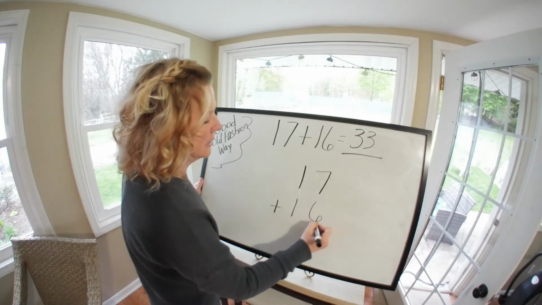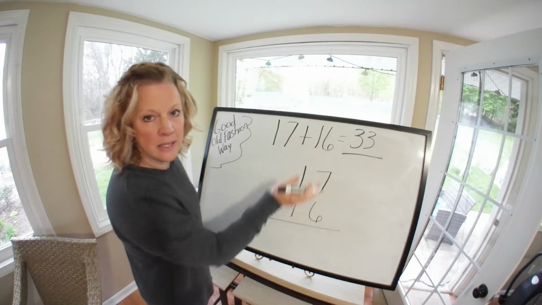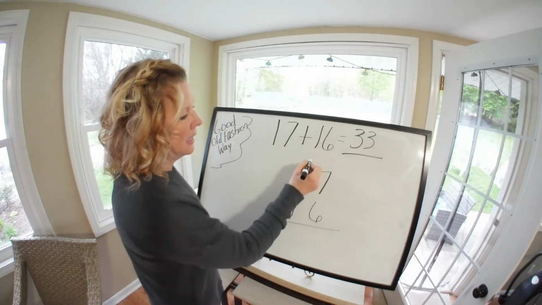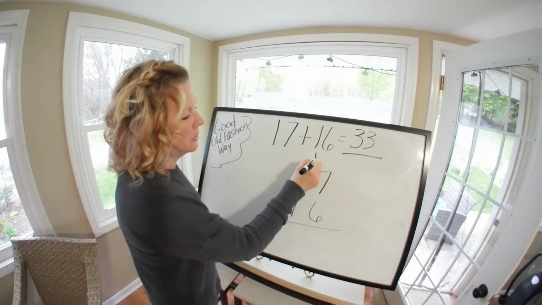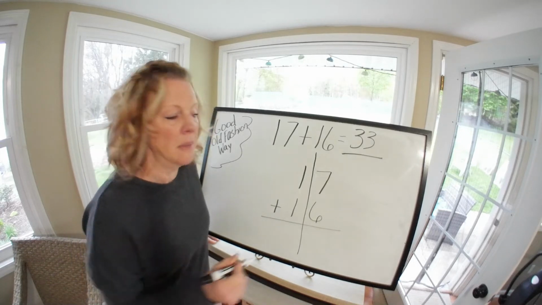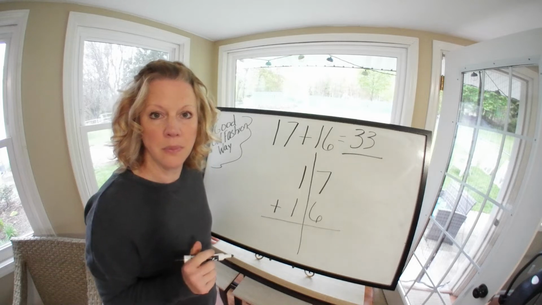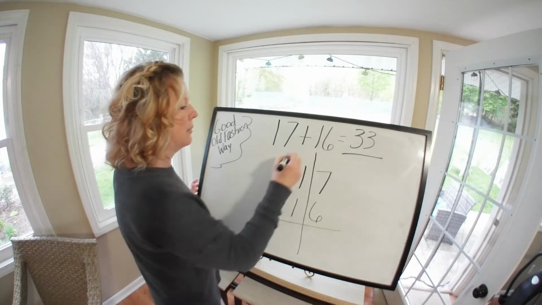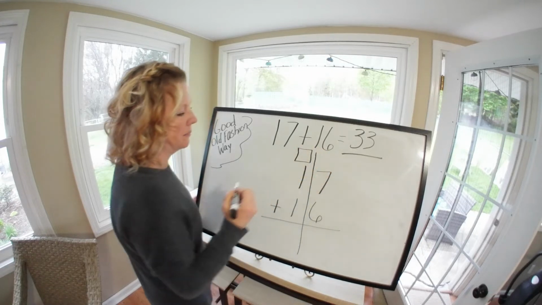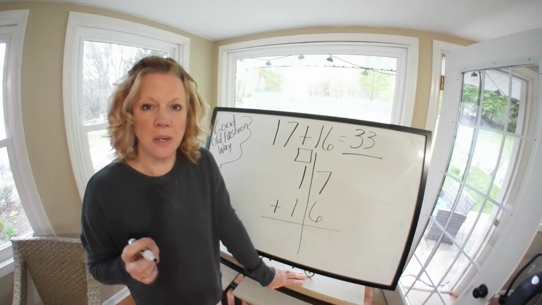I want you to notice what I've done. I've written it up and down. I lined up my 10s here and my 1s here. And actually, I'm going to draw a line down the middle so that I know I have my 1s over here and my 10s over here. Now I also want you to draw yourself a box right here. Okay, so this is what we're going to do.